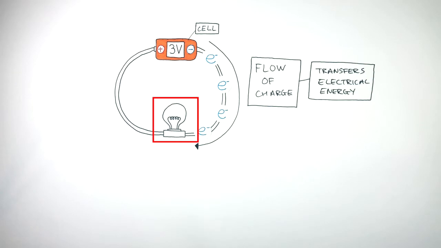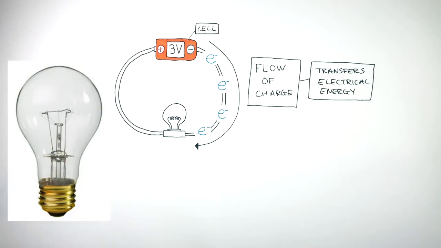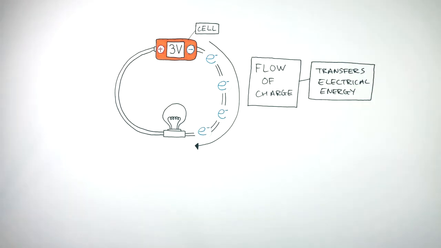I said before that this represents a filament lamp, and a filament lamp looks something like this. The red arrow is pointing to the filament in the bulb. This filament is designed so when electrical energy flows through the filament, the resistance is so high that the electrical energy is transferred into light energy and heat energy.